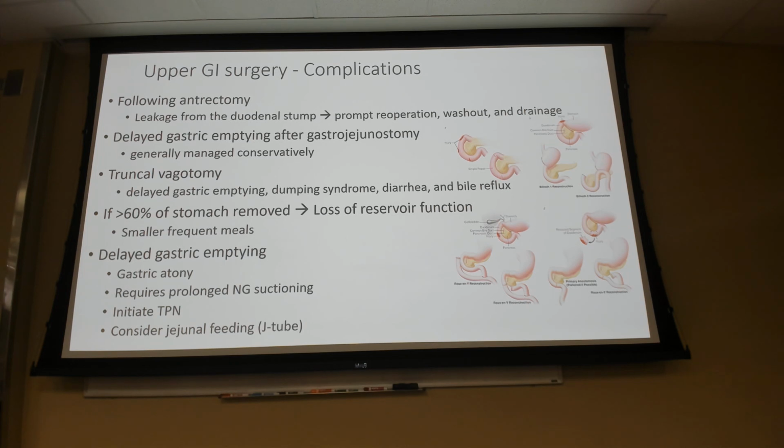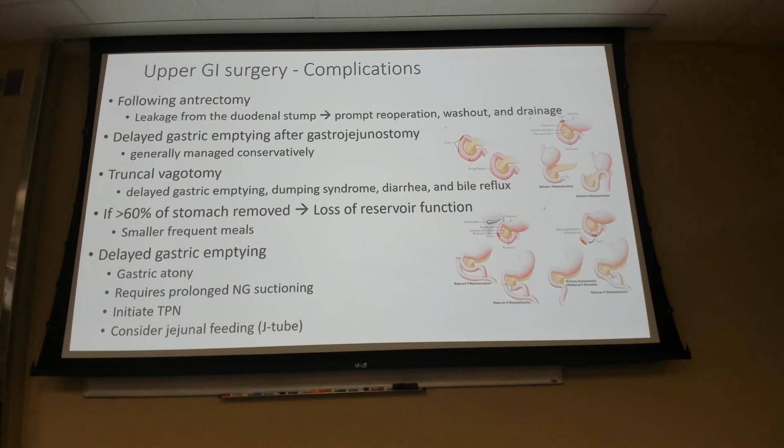And then obviously, any sort of surgery is going to have complications, but especially when we're involved in the GI tract, because there's a lot of bacteria that live there. An antrectomy definitely has lots of complications, but leakage from the duodenal stump is probably one of the most significant that we have to be concerned about. So they'll typically open them up and do washout and drainage. If there's any delayed gastric emptying, we typically manage that conservatively, and we just monitor them until they improve.